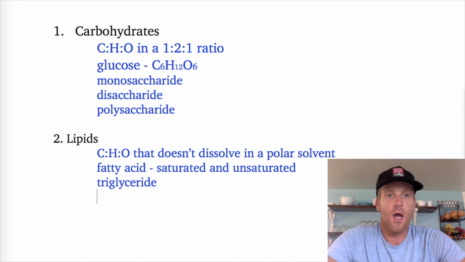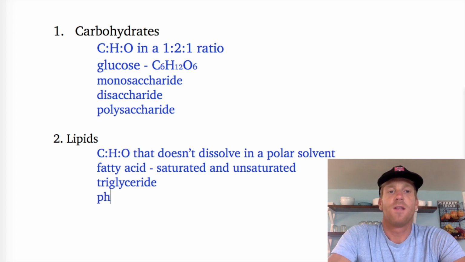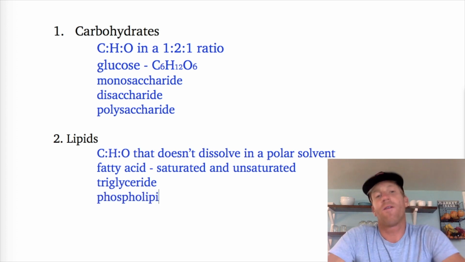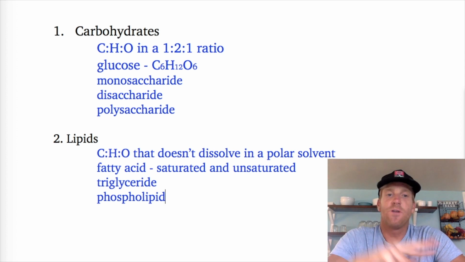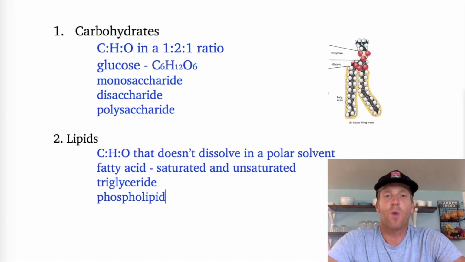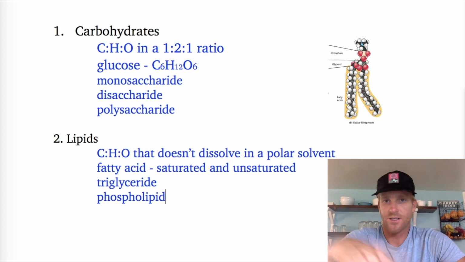Okay, another type of lipid that's really important is called a phospholipid. This consists of a phosphate head, which has a negative charge, so it has a charge, and then two fatty acid tails that come off. This is the primary component of the cell membranes. Part of this phospholipid is attracted to water. The polar head has a negative charge, it's attracted to water. The fatty acid tails are not.